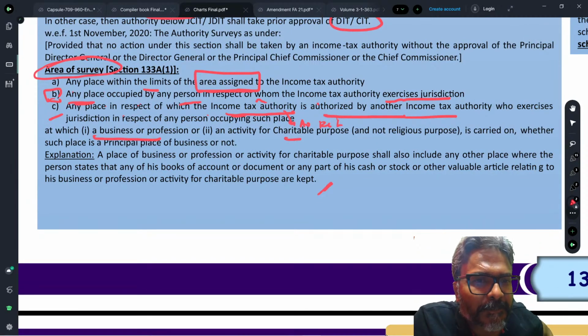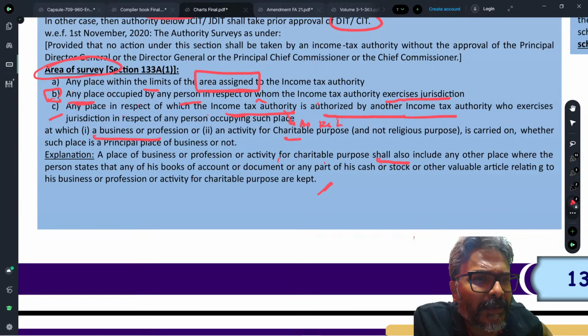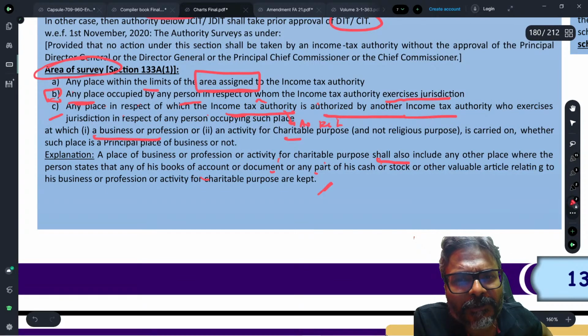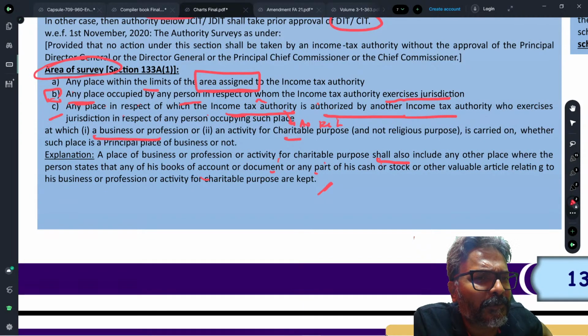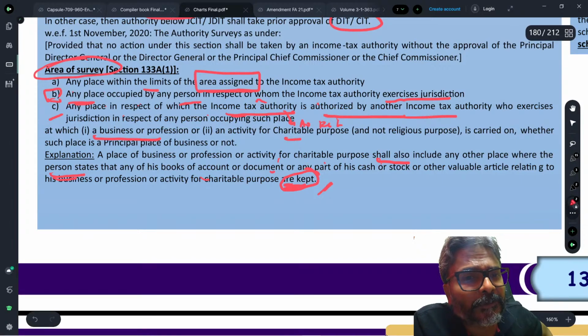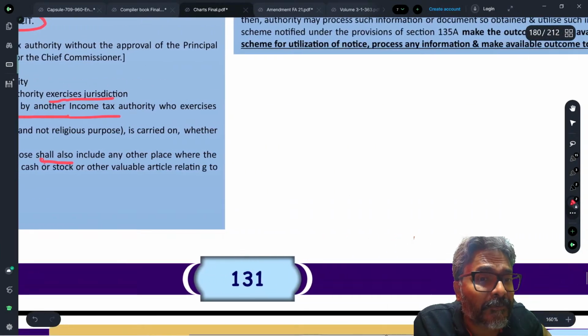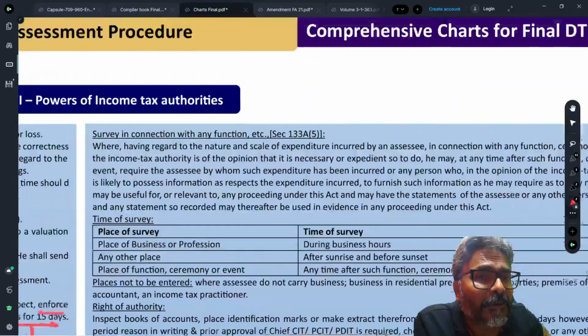What this explanation says: a place of business or a professional activity for charitable purpose shall also include any other place where the person states that any of his books of accounts or document or any part of his cash or stock or other valuable article relating to his business or profession or activity of charitable purpose are kept. So it shall also include what, students? Where the person says what, Mohit? He is saying that my books are kept over there. Do this and your CA is in trouble. So be careful, all these are the points. You never know how things will be targeted.